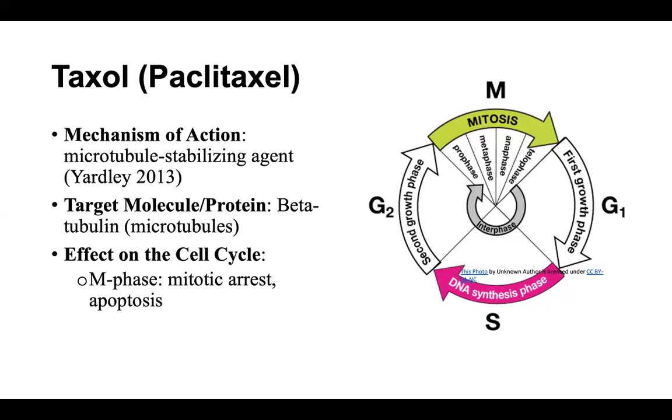The effect on the cell cycle is it affects the M phase. So by stabilizing microtubules, Taxol interferes with the dynamic process of mitosis, and particularly the formation and function of mitotic spindles. So this prevents the proper segregation of chromosomes during anaphase and telophase, leading to mitotic arrest at the M phase. So if these cells are unable to complete mitosis, they ultimately undergo apoptosis.